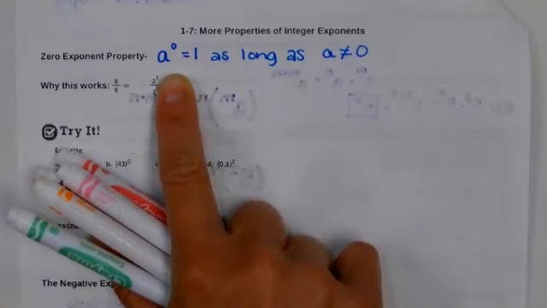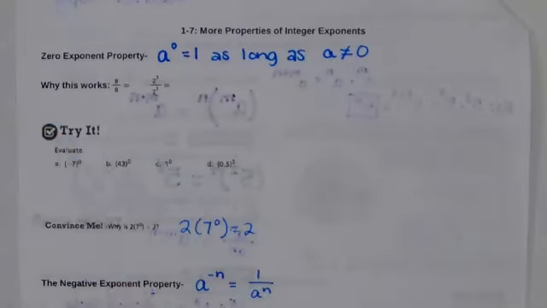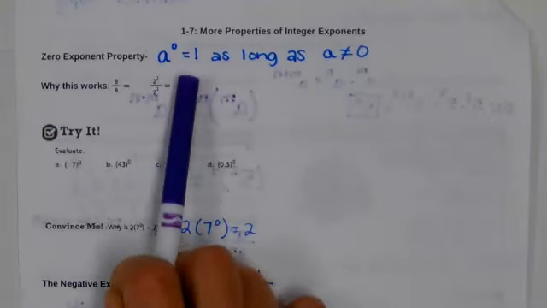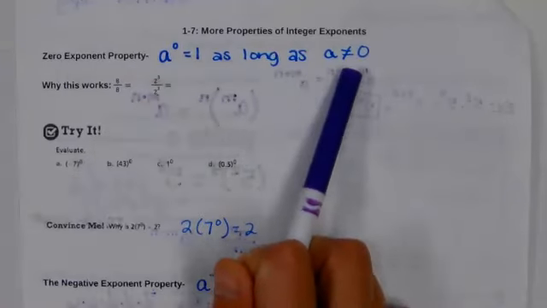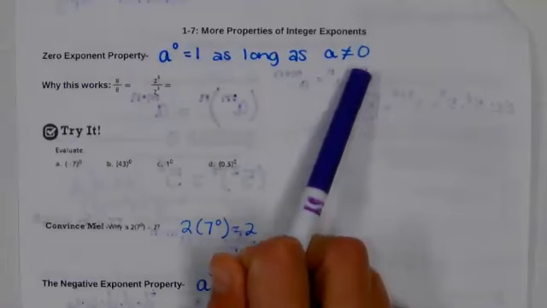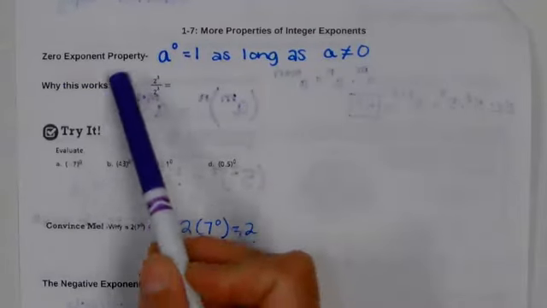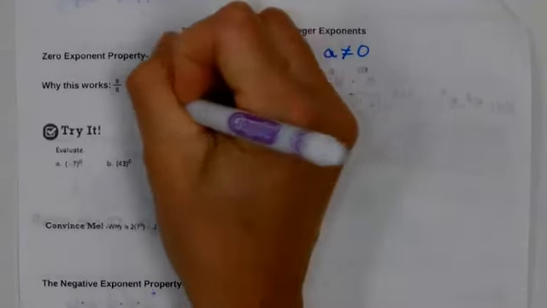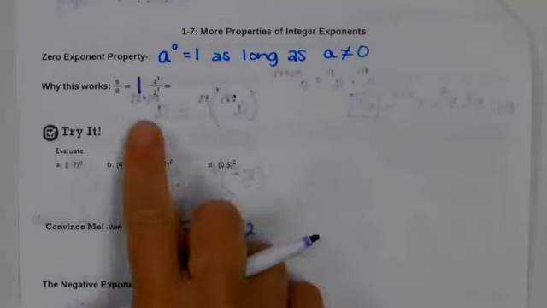So the first thing we're going to talk about is the zero exponent. There's a property called the zero exponent property that states that anything to the zero power equals 1, as long as that number, whatever it is, is not 0. This says not equal to. And here's why this works. If you have any number over itself, it equals 1. Like 8 over 8, that's equal to 1. This is the same for anything with an exponent.